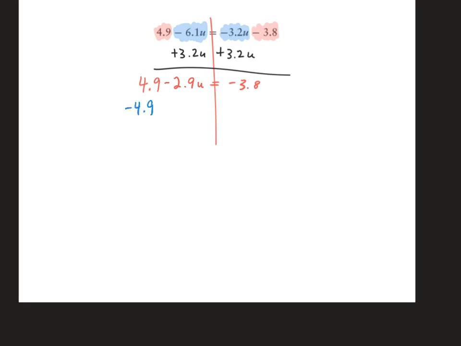4.9 from both sides. And we get negative 2.9, negative 8.7 on this side. And when we divide both sides by negative 2.9, negative 2.9, we find that u equals 3, right on the dot, positive 3. Okay? So that's how we do those types of questions.